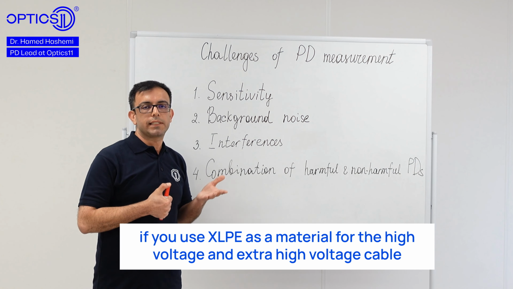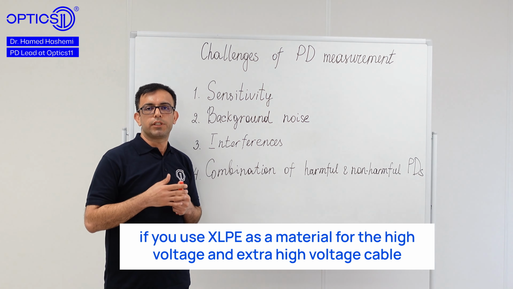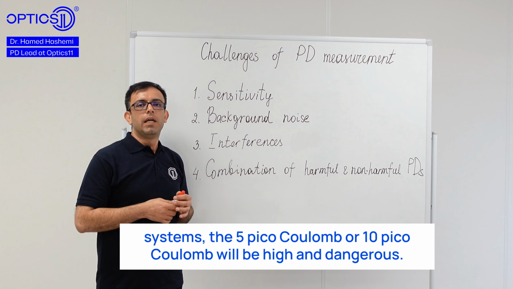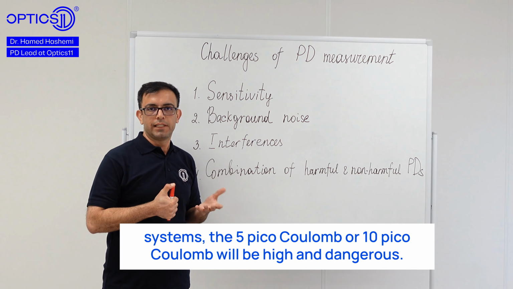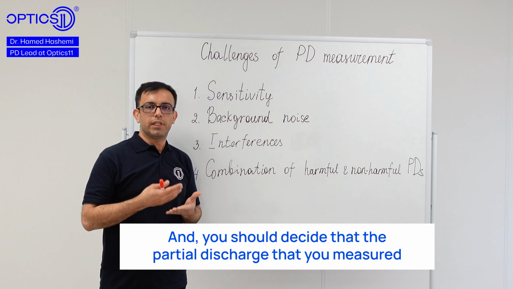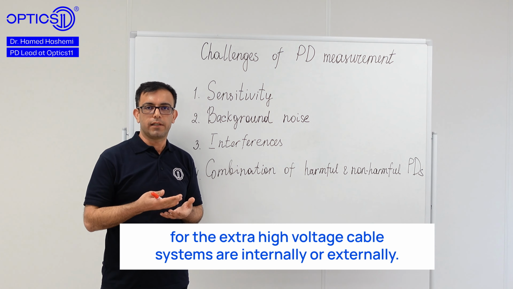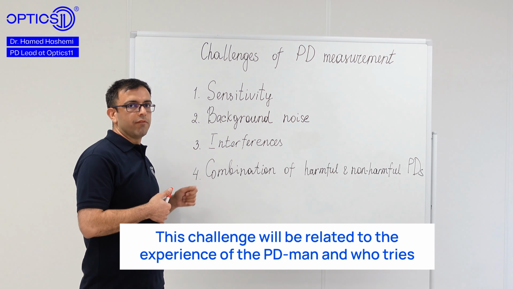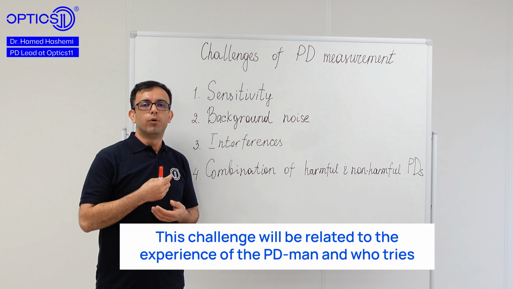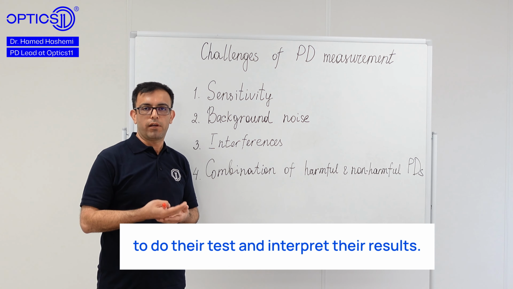But if you use XLPE as a material for the high voltage and extra high voltage cable systems, the 5 picocoulomb or 10 picocoulomb will be high and dangerous. And you should decide that the partial discharge that you measured for the extra high voltage cable systems are internally or externally. This challenge will be related to the experience of the PD man and who tries to do the test and interpret their results.